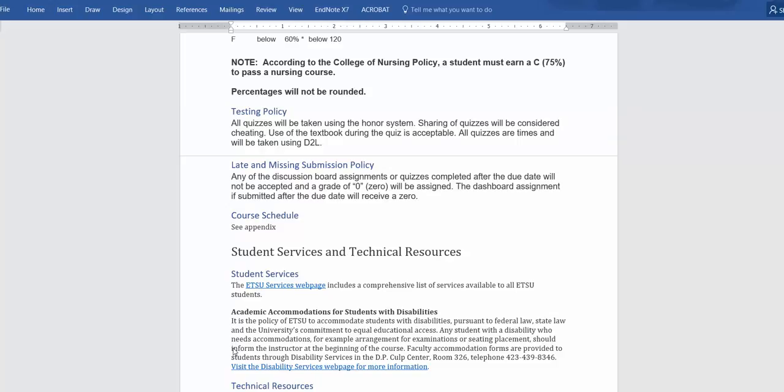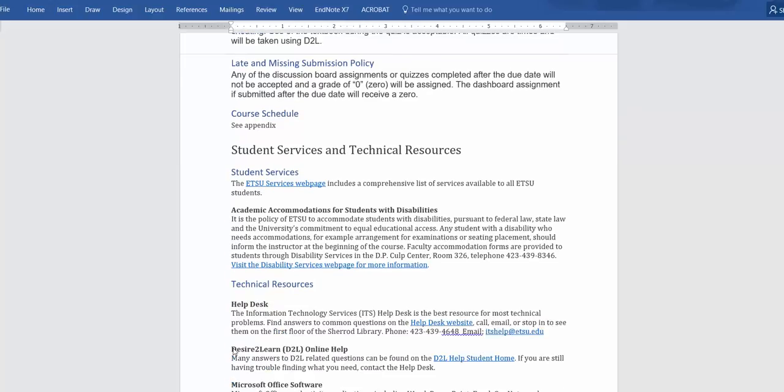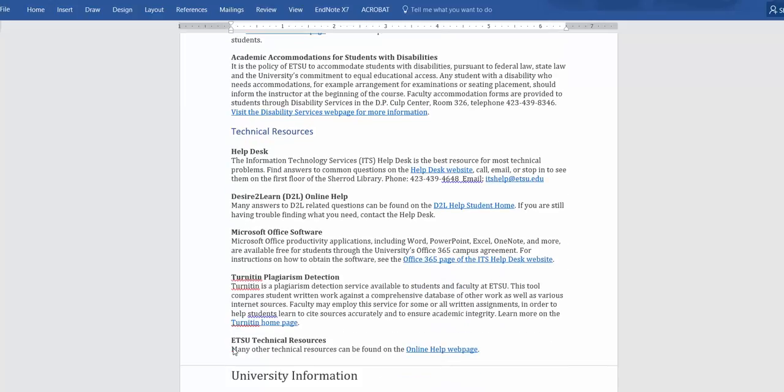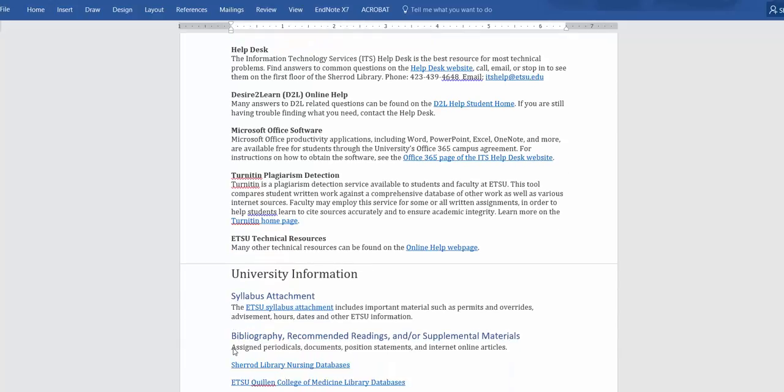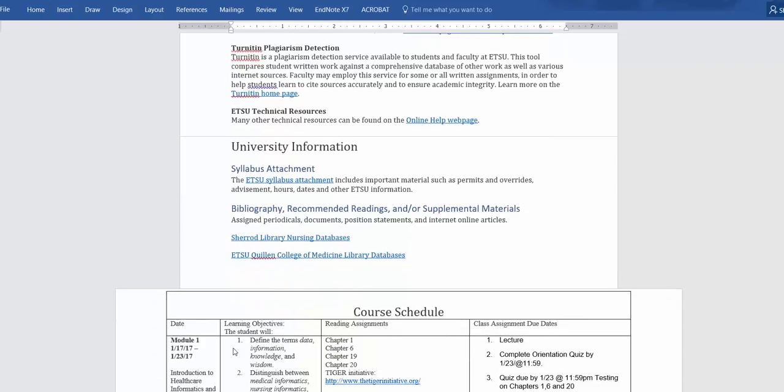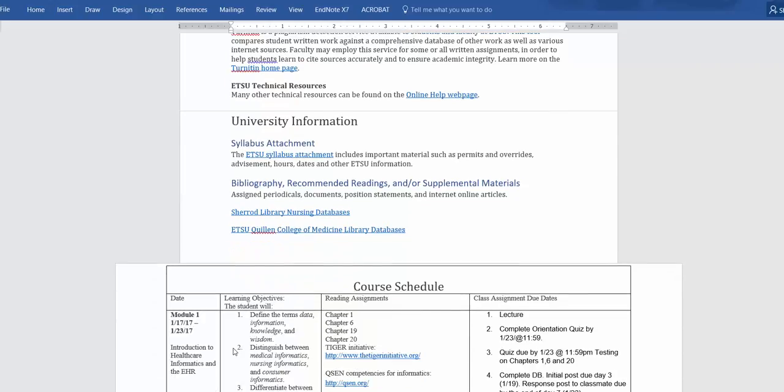All right, testing policy, you can read over that. Late submission I've already covered. And this last part here is student services and technical support. If you need any help, here is how you contact the help desk, D2L help, any of that you need. If they're not able to help you, get in touch with your instructor and we'll see if we can facilitate getting the question answered. And that's just university shared library, database, how to get there, which will be very important for you this semester.